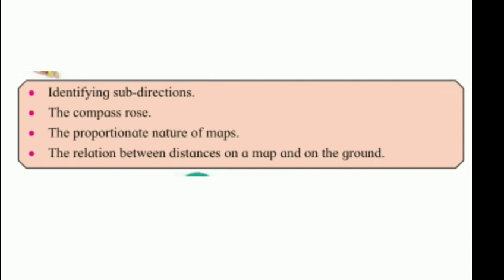And now students, we will have a quick recap of what we have learned: identifying the sub-directions, the compass rose, the proportionate nature of the map and the relation between distance on a map and on the ground.